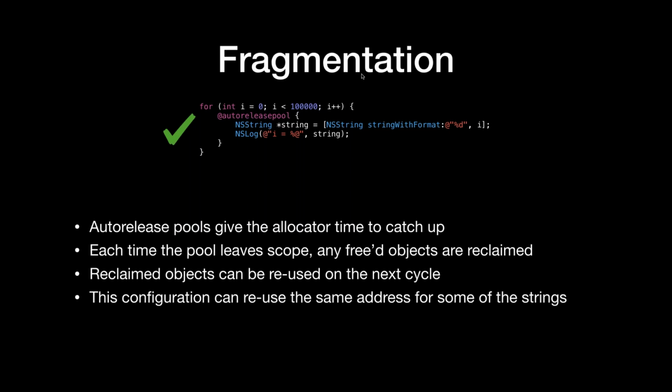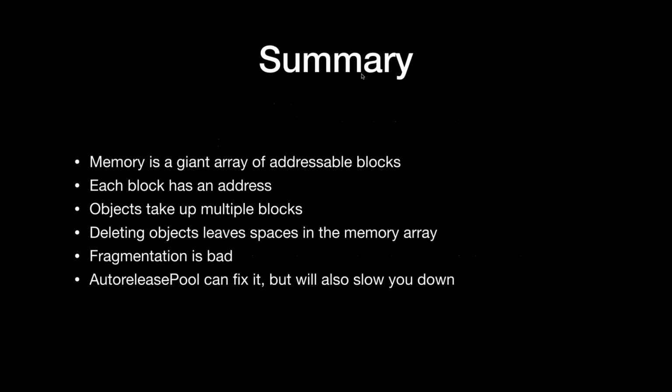But it is slow, so you should think about restructuring the loop even. You could, instead of doing a single loop, have an outer loop go 10,000 times and an inner loop go 1,000 times, and then put the autorelease pool in the inner loop so that every 1,000 items you let the allocator run. That might be a better balance of allocator and your code depending on what you're trying to do.